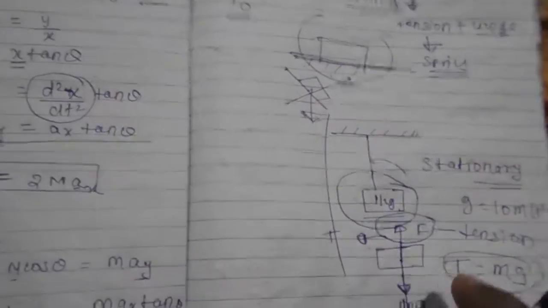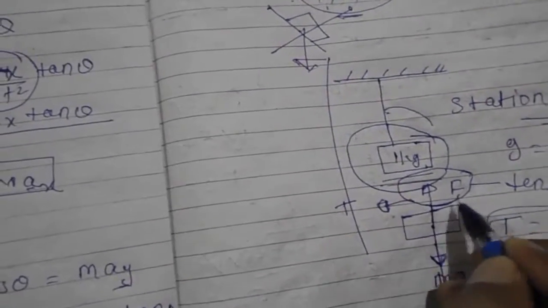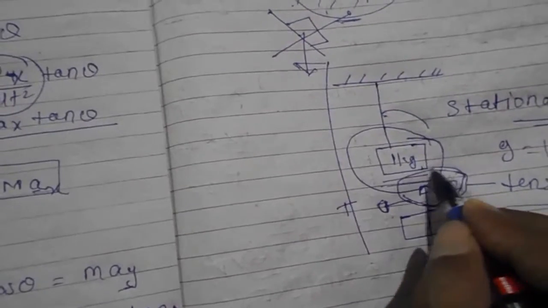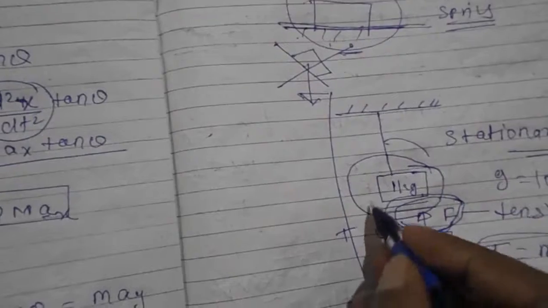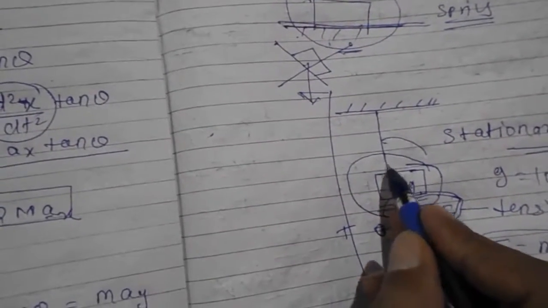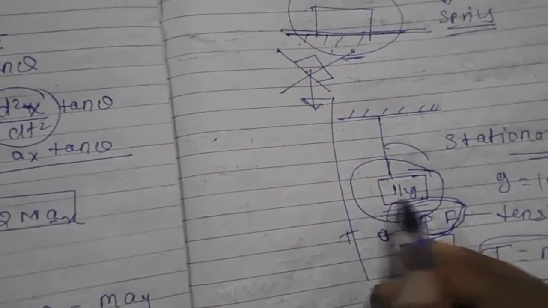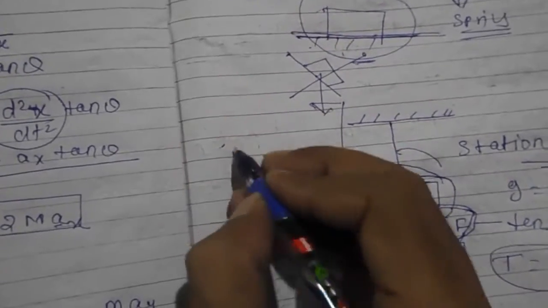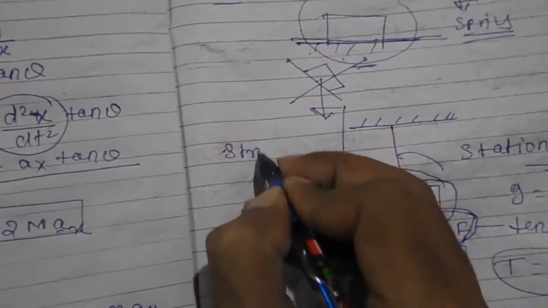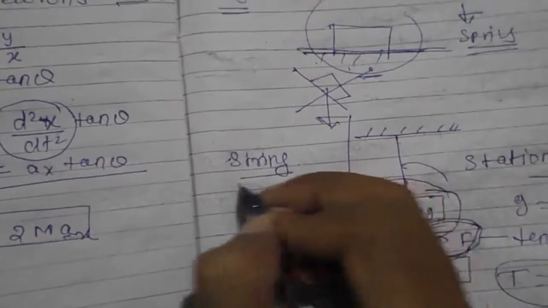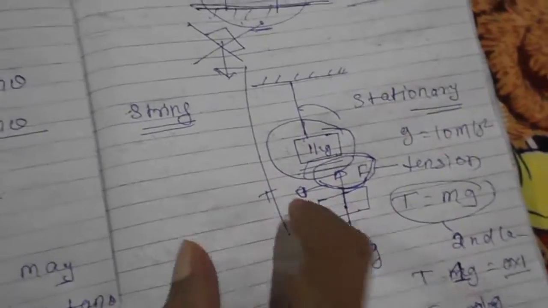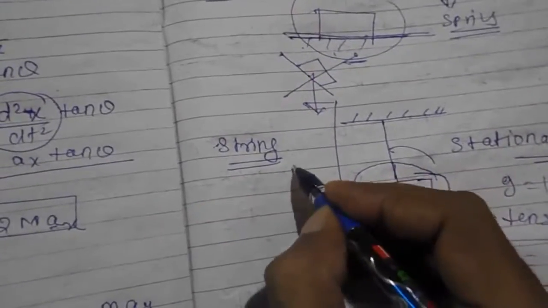Now let's see. The question is, who has applied this force T? The string has applied it, because the string is connected with this mg. This question is important, because with this question we will feel Newton's third law.